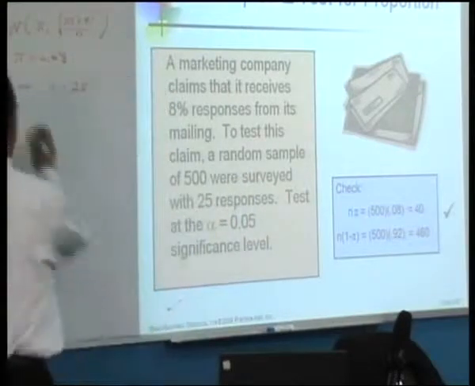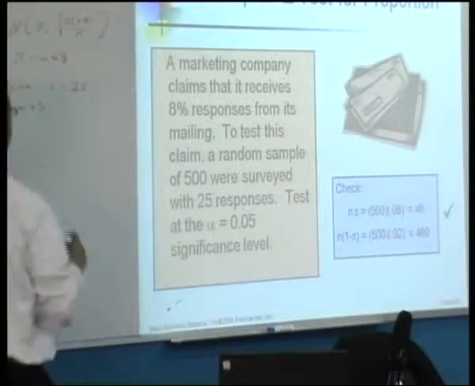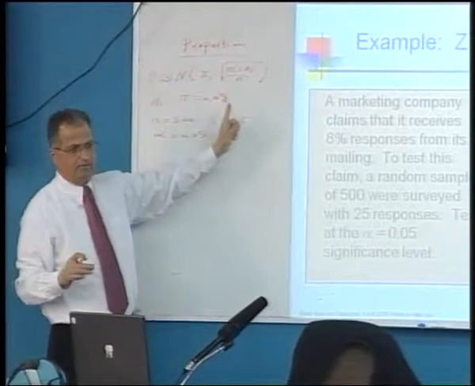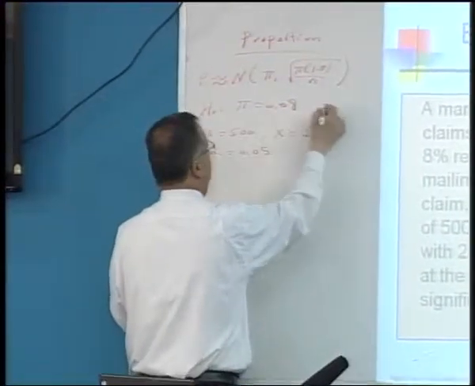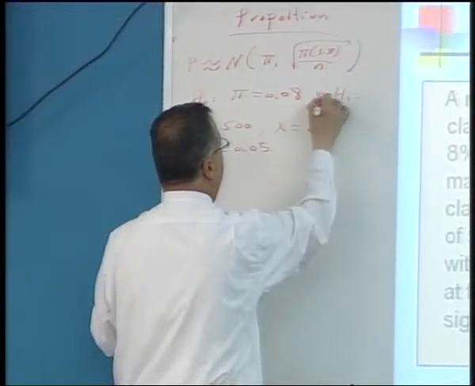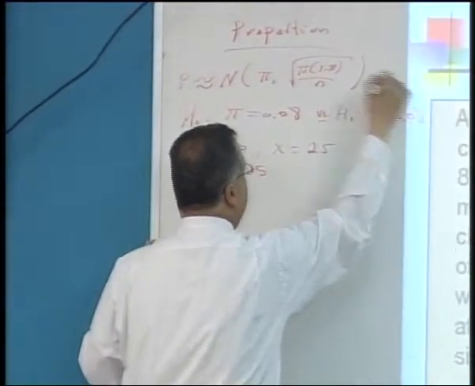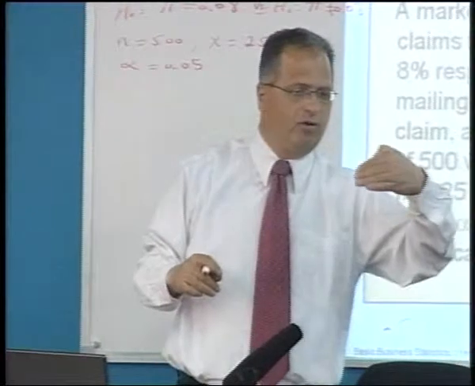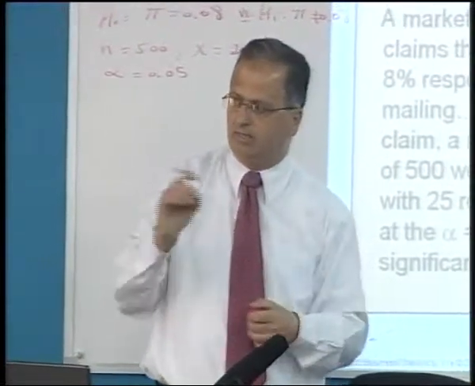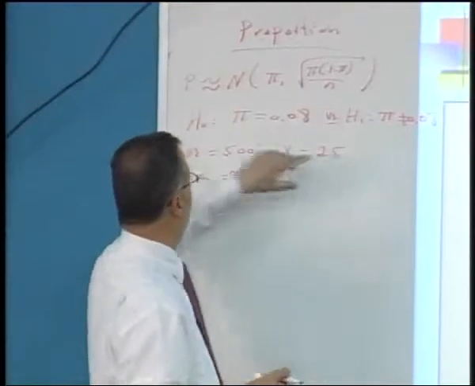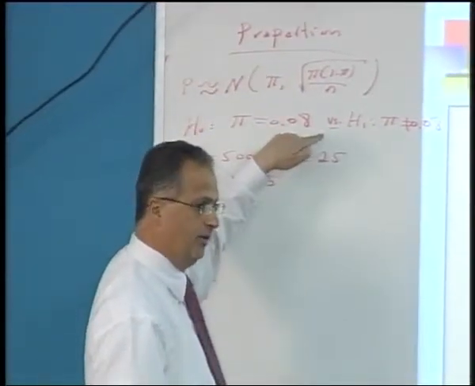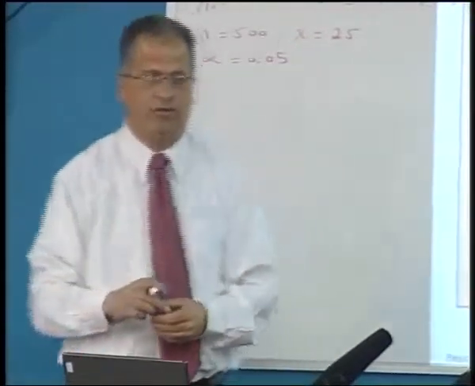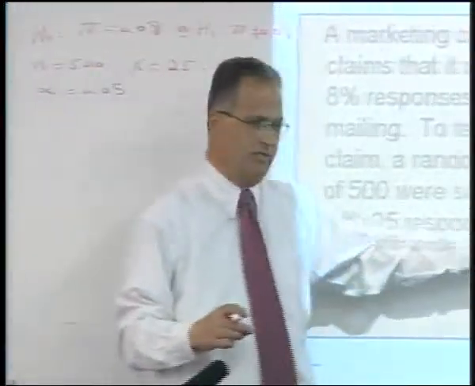Now test at 5% significance level. Now the direction is not given, just pi equal 8%. So we have to test H0 against H1 of pi does not equal, since the direction is not given. This problem does not say it's above or greater or decreased or increased. So it's a two-tailed test. So we are testing the null hypothesis pi equals 0.08 against the alternative hypothesis pi is not 0.08.